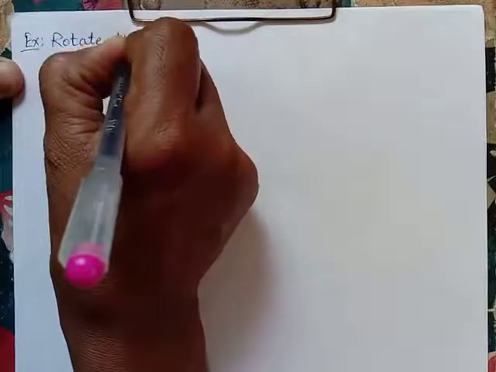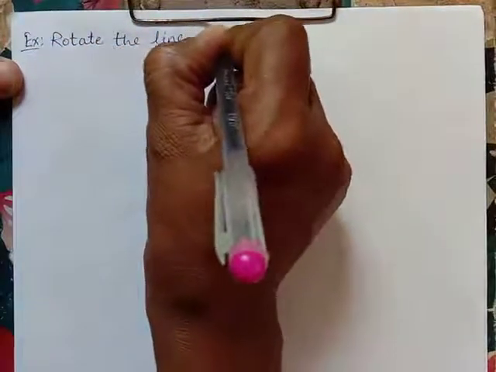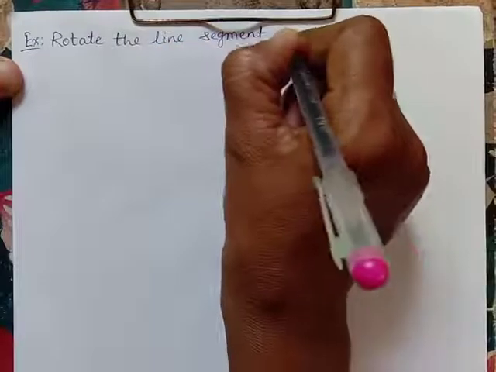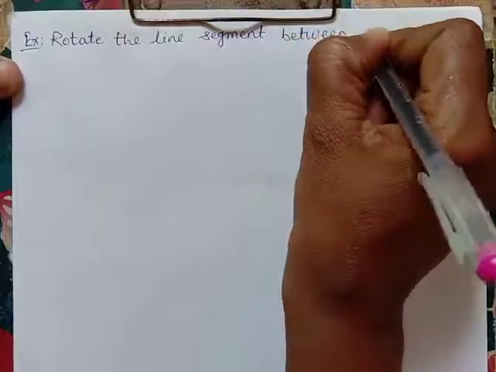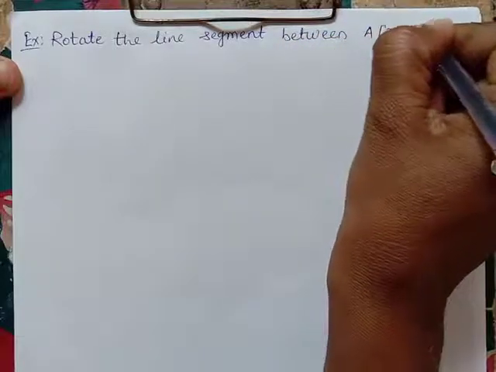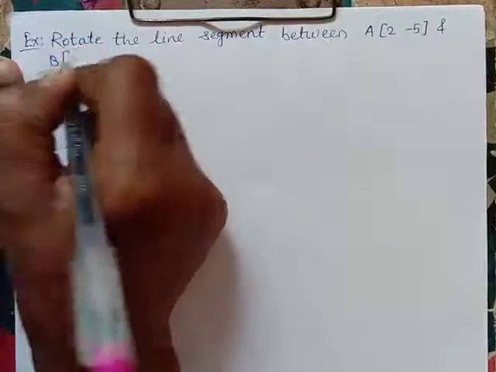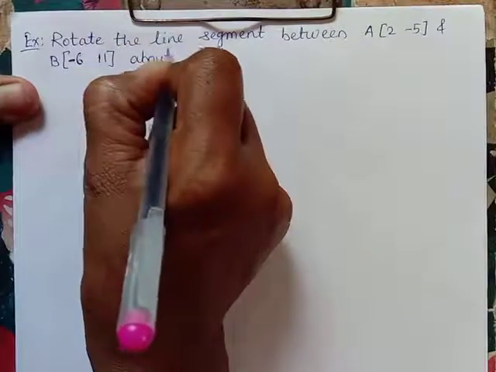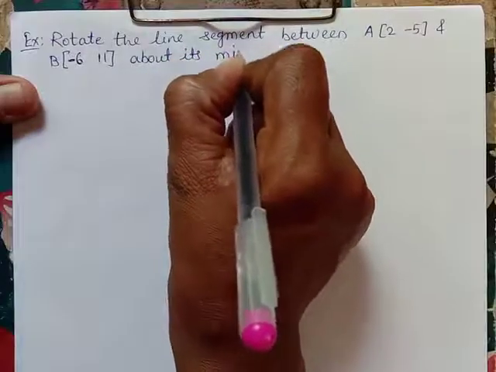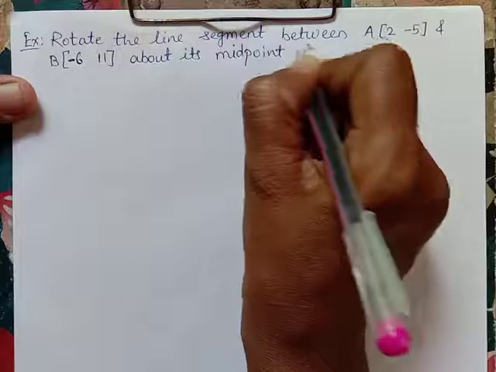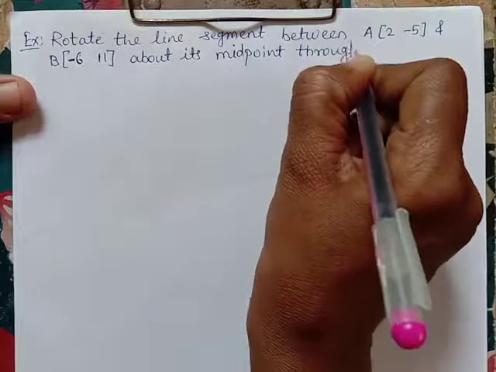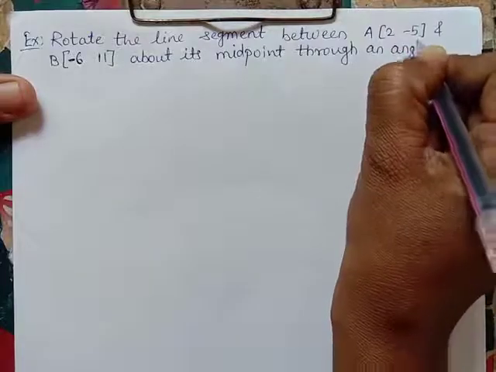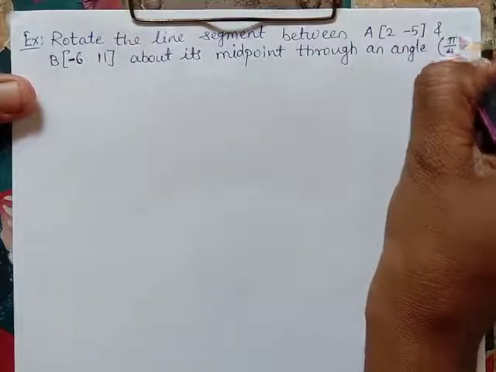Next example. Rotate the line segment between A (2, minus 5) and B (minus 6, 11) about its midpoint through an angle of pi/4 radian.